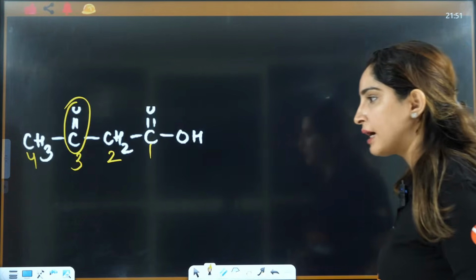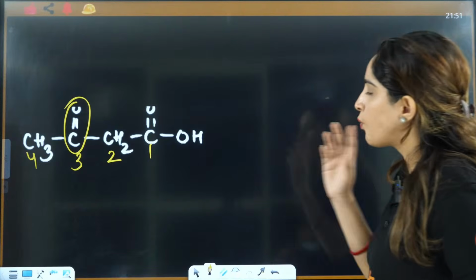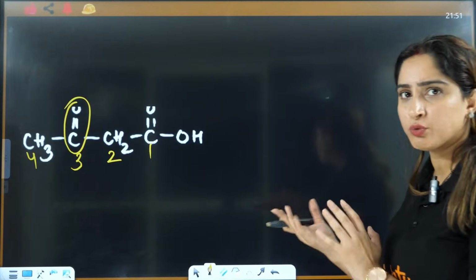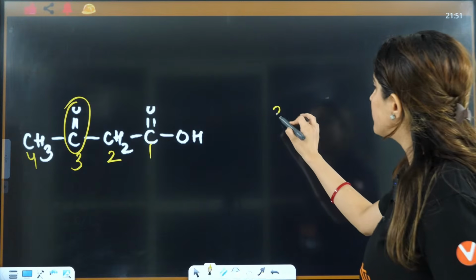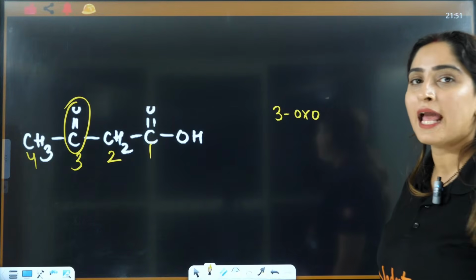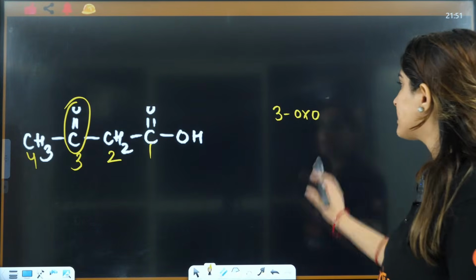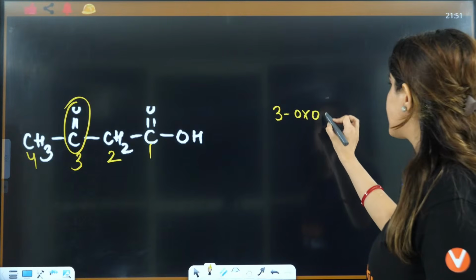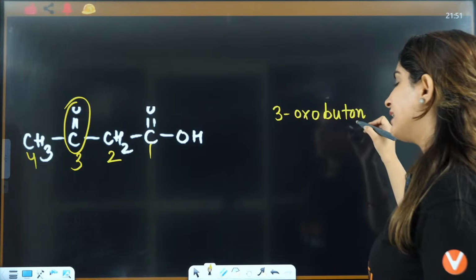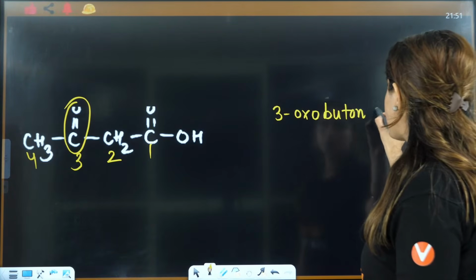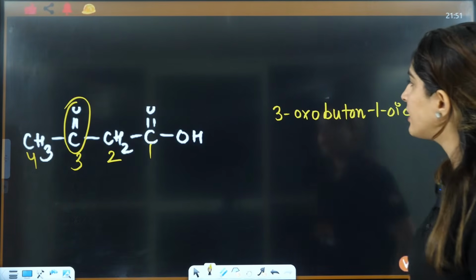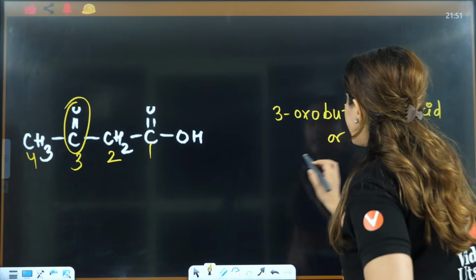Okay, understood? Now, what will you do? You will have numbering according to the main group, right? So, on 3rd position, you will have keto, that can be written as oxo, right? Oxo, then this is butane, and here on 1st position, you will have oic acid, right? So, it will be 3-oxo, you can also write it as keto.